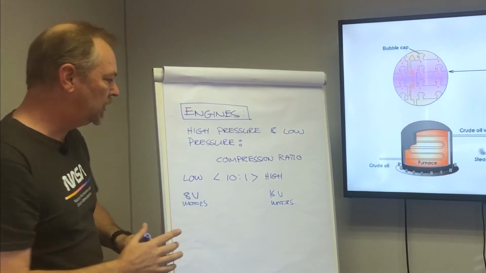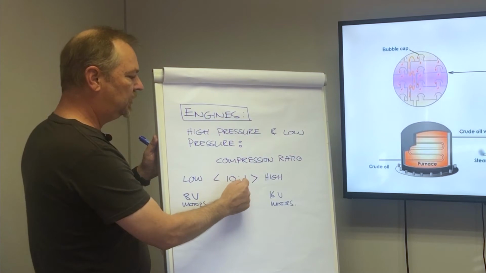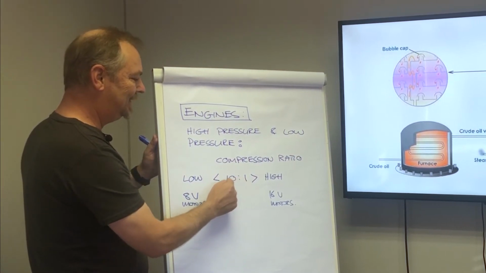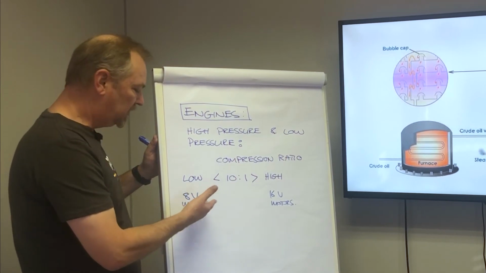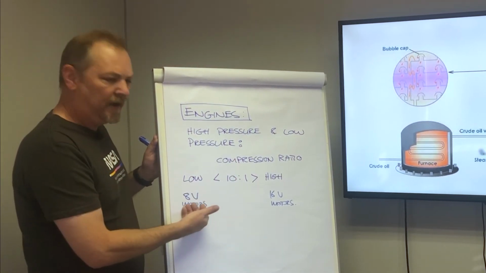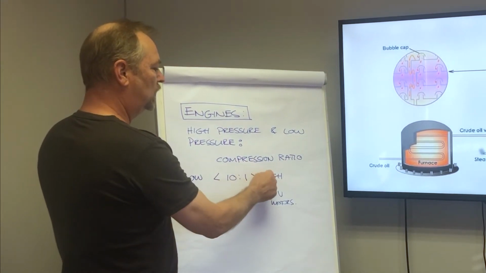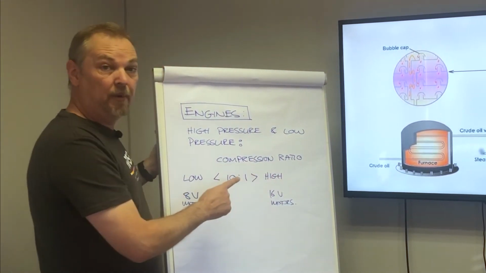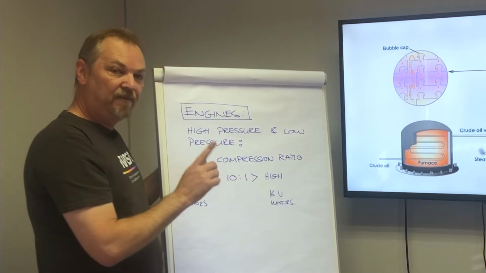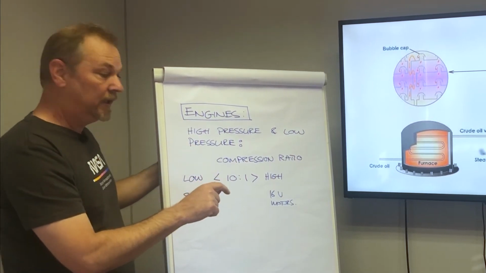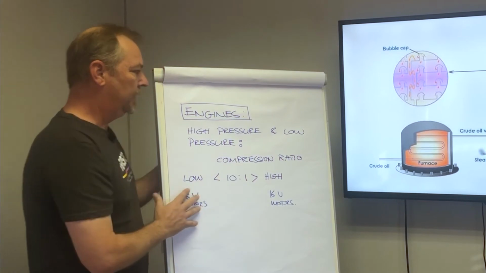That's our compression ratio. So a little rule of thumb that I've got is that if your compression ratio on your engine is less than 10:1, chances are you've got a low pressure engine. And an example of that would be typically found in our old 8-valve motors. If it's larger than 10:1, we're going to have a high pressure engine, and examples of those are our 16-valve motors. And in fact, these days with direct injection engines, we're sitting at compression ratios of about 12:1.